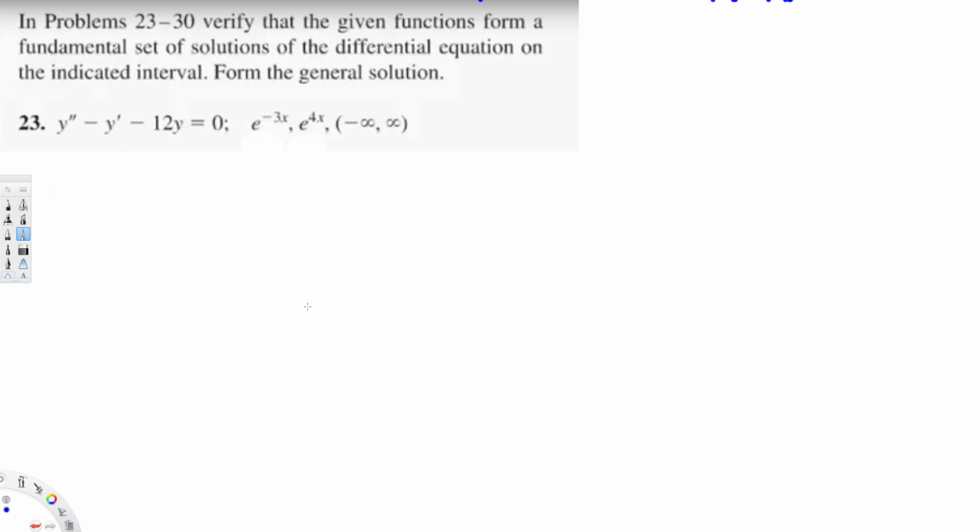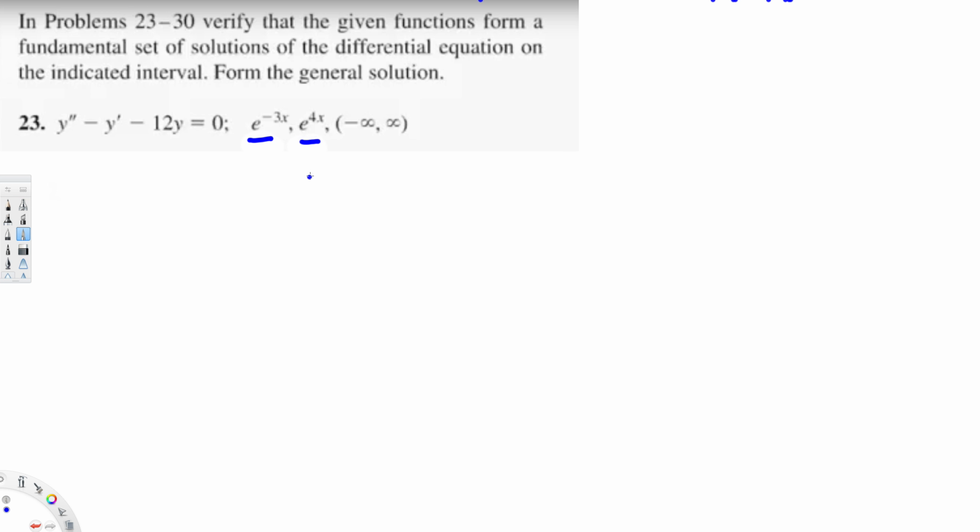Going on, guys, let's look at this problem right here. This question is asking, verify that the given functions form a fundamental set of solutions of the differential equation on the indicated interval, and form the general solution. Now here they have given the solutions. This is one of the solutions and this is the other solution.